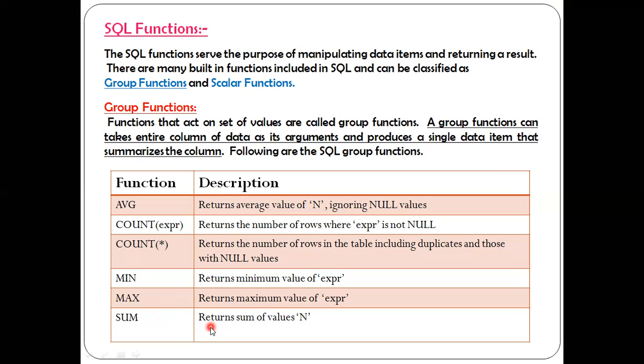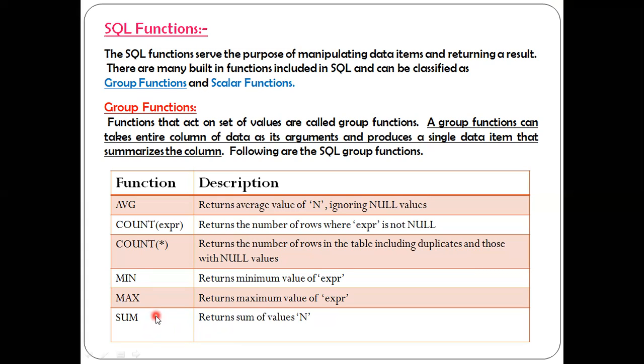Say for example, I would like to find the marks of computer science from the first one to the last one. I would like to add all of them. Using which function? Using the sum function, I can add the marks of all the rows right from the first row to the last row. These are all of the group functions.